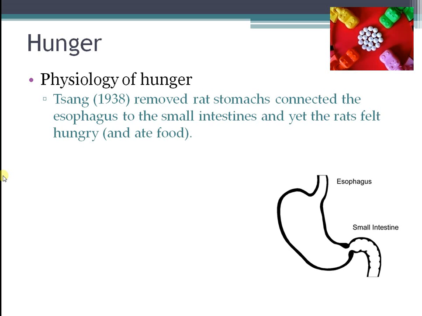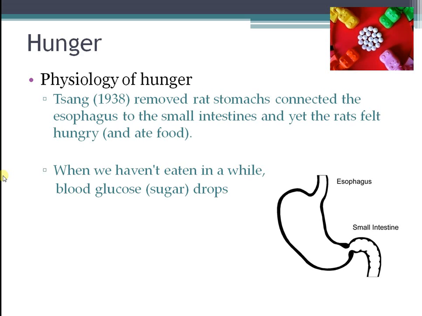Sang in 1938 came along and said, okay, well, if the stomach is the source of hunger, then let's remove the stomachs of rats. And if we remove the stomach, then perhaps they wouldn't feel hungry, right? If the stomach is why we feel hungry, if you remove the stomach, then these rats shouldn't feel hungry. Yet, when they removed the stomachs of these rats, they still felt hungry.